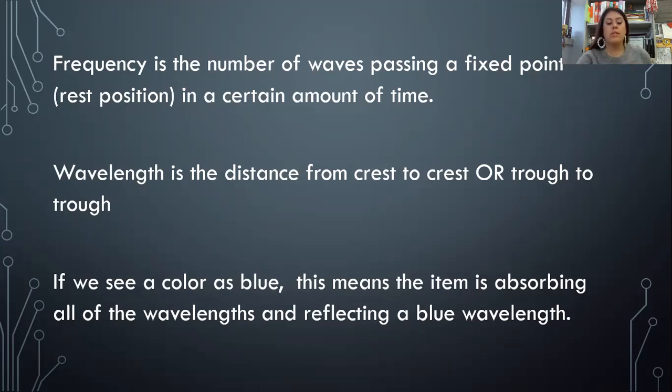Okay. Also, when we've been talking about how we perceive color, if we see a color such as blue, this means that the item is absorbing all the wavelengths and it's reflecting a blue wavelength back to us. So an example we used in class was a green plant. If a plant is green, this means that that plant is absorbing all that visible light. It's absorbing the reds, the orange, the yellows, the blues, the indigos, and violets. It's not absorbing the green wavelength, and because it's not absorbing the green wavelength, it reflects it back. And because it's reflecting it back and bouncing that back to our eyes, that's what we're able to interpret and see.